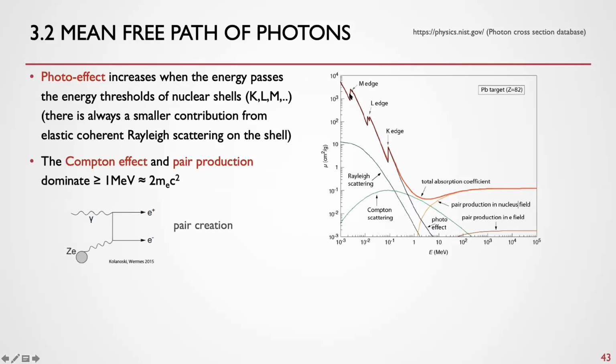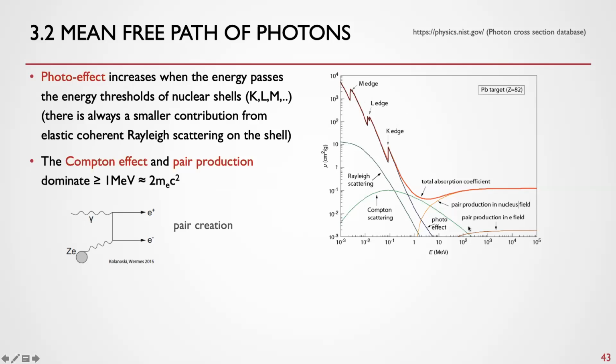High frequency means low wavelength, and if the wavelength is low and the threshold is passed to excite a nuclear shell, we see these characteristic material-dependent edges corresponding to the individual shell. This example is lead with Z of 82, so one of the highest Z materials that we conventionally use. There is also Rayleigh scattering, which is elastic coherent scattering at the whole atomic shell. It is a small contribution.